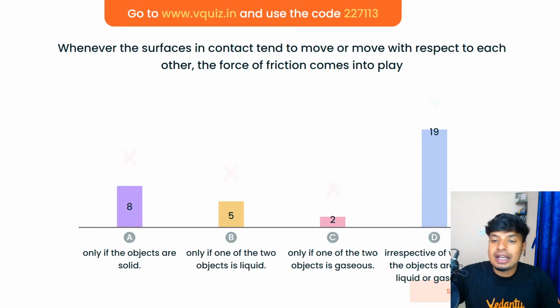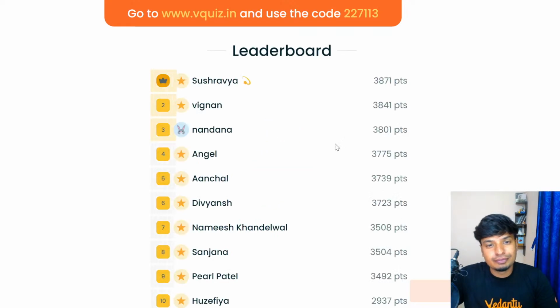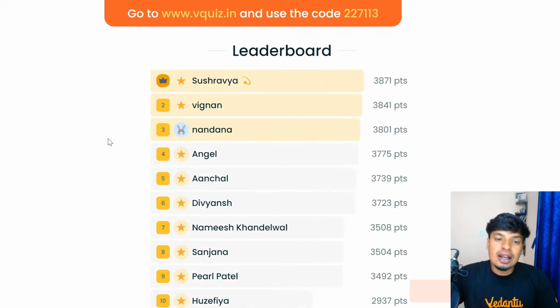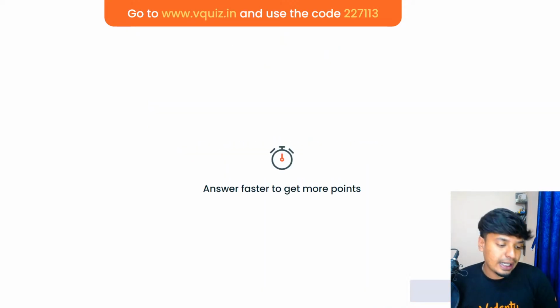Okay. It is irrespective of whether it's a solid, liquid, or gas, there is always friction occurring. Very good job, guys. Very good job. Shushravya, Vignan, Nandana, Angel, Anchal, Divyansh, Namish, Sanjana, Pearl Patel, and Huzefia. 5th question on your screen. Great.